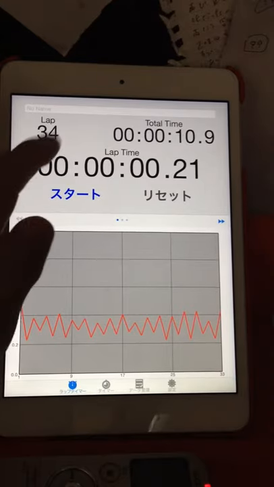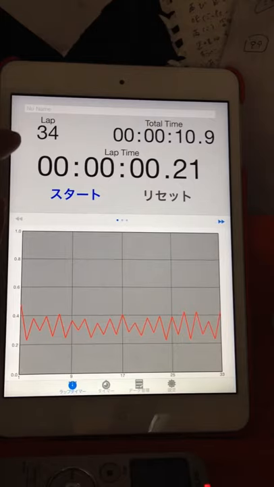Ten point 9 seconds divided by 3-4 laps, multiply, equal 6.64 seconds for 1 beat.